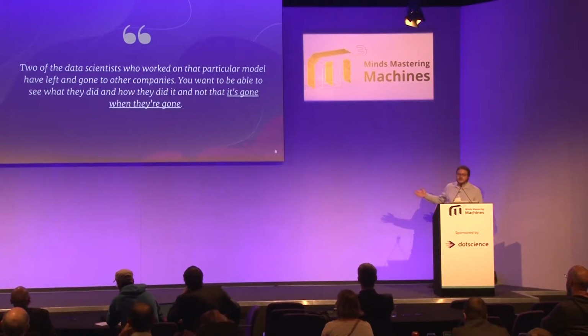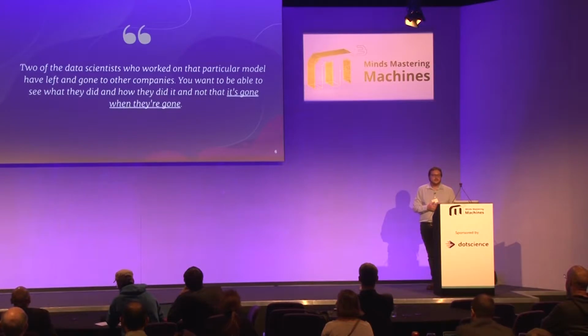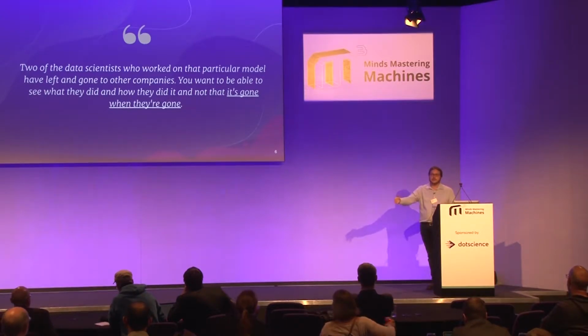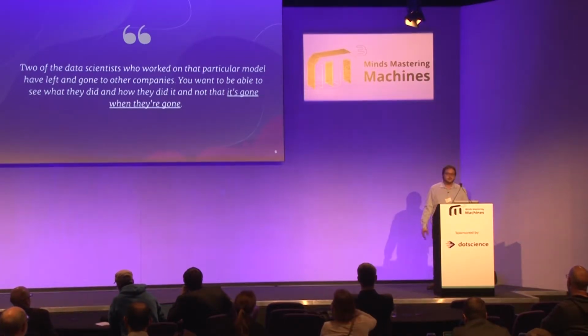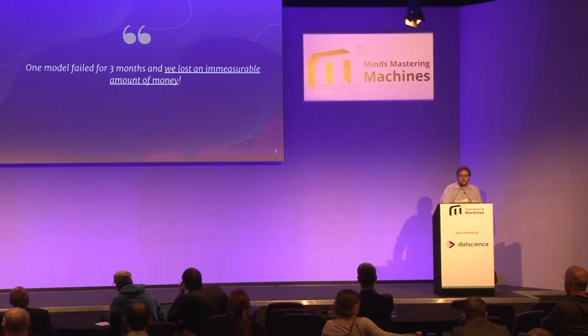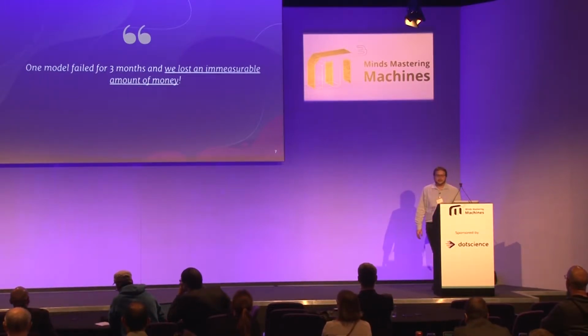Another one is: two of the data scientists who worked on a particular model have left and gone to other companies, and you want to be able to see what they did, and not that it's gone when it's gone. You really don't want all the knowledge about a model to walk out the door in someone's head if they leave. Another person said that a model they had in production failed for 3 months and they lost an immeasurable amount of money. Who knows how much money they lost? It could have been quite bad.